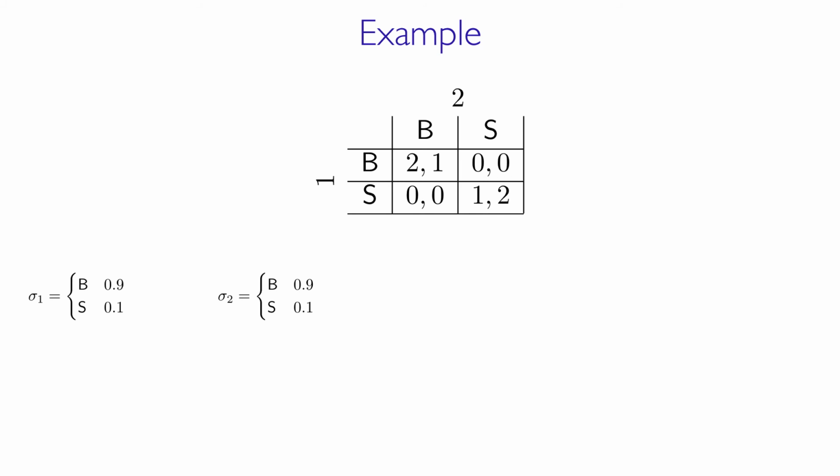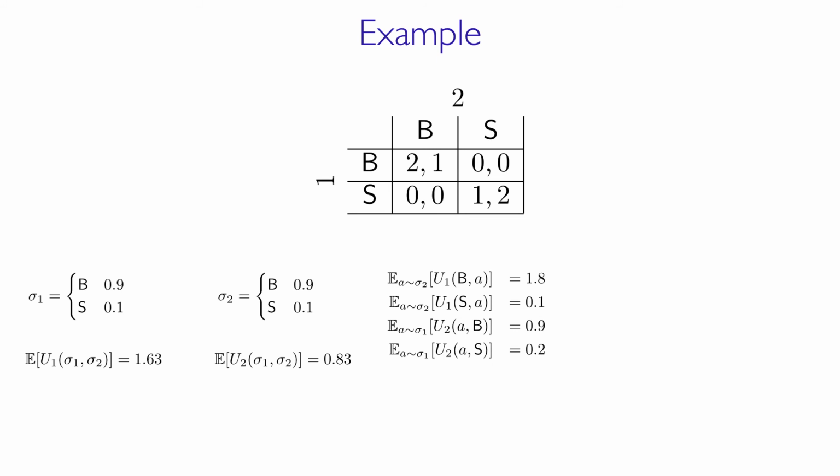Consider the Bach or Stravinsky game. Assume that the strategy profile is that one reported in the slide. The expected utility provided to the players is 1.63 to player 1 and 0.83 to player 2. The expected utilities of the actions of the players are: action B provides 1.8 to player 1. Action S provides 0.1 to player 1. Action B provides 0.9 to player 2. Action S provides 0.2 to player 2.